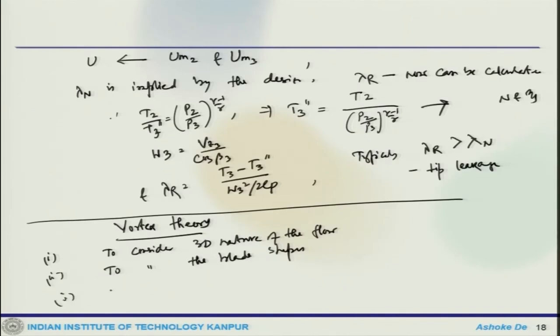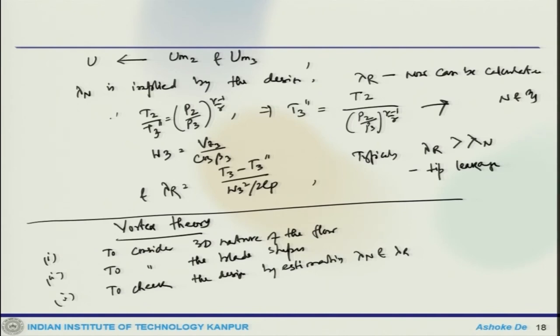Third, to check the design by estimating lambda n and lambda r from the results of cascade tests, suitably modified to take into account the 3D flows. Okay.